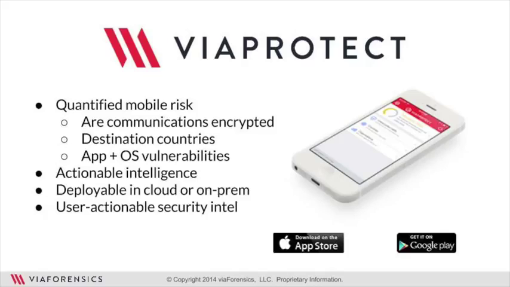So what we're trying to do with Via Protect is give users intelligence that they can take action on and make themselves more secure. So if I see in my Via Protect app that there's an app I installed that's not using HTTPS, that's not using encryption, I can protect myself immediately by uninstalling it.